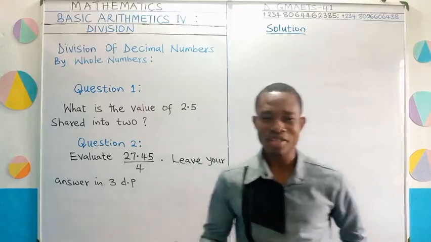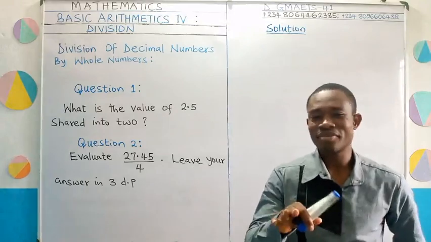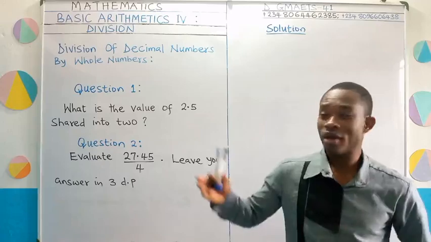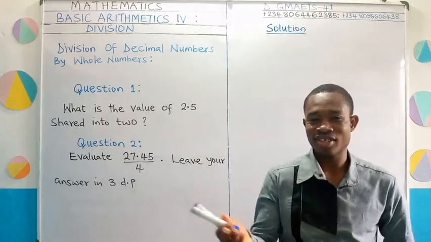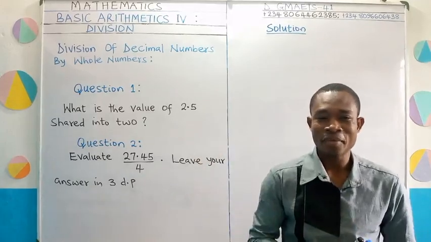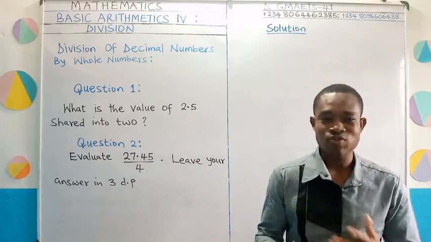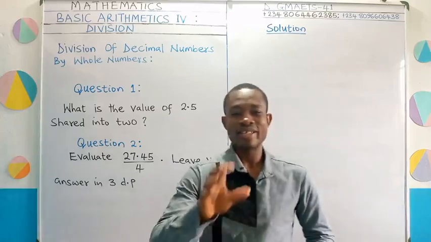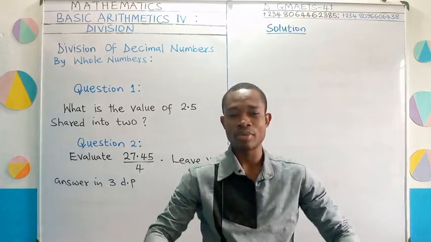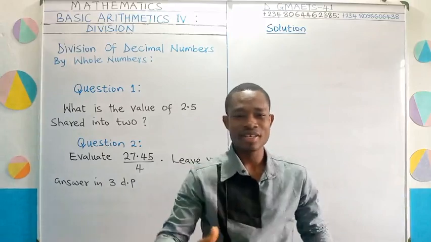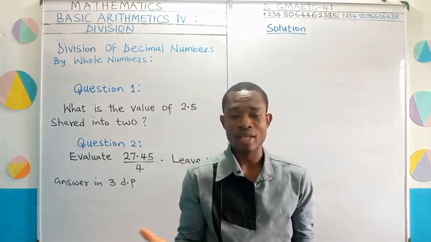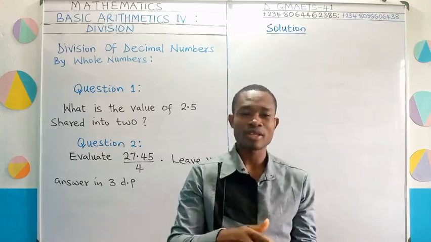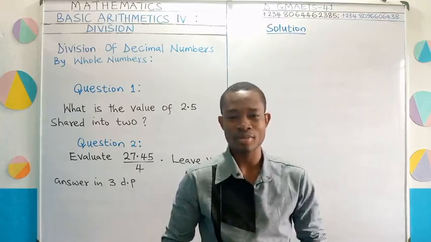Now, there is nothing much here, okay? That's why on the board you see there are no introductory notes to read. The only thing you need to know is, when you are given a question and you notice that you are dividing a decimal number by a whole number, simply go straight and start dividing the normal way. Start from the whole number part, then move towards the decimal part.